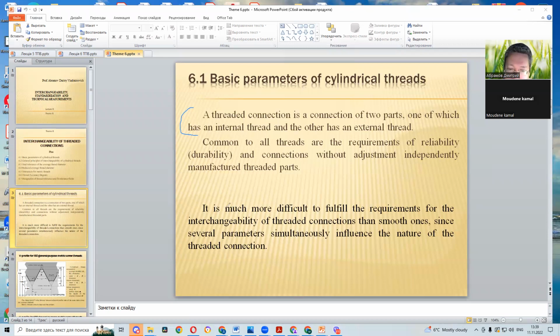It is much more difficult to fulfill the requirements for the interchangeability of thread connections than smooth ones, since several parameters simultaneously influence the nature of the threaded connection.